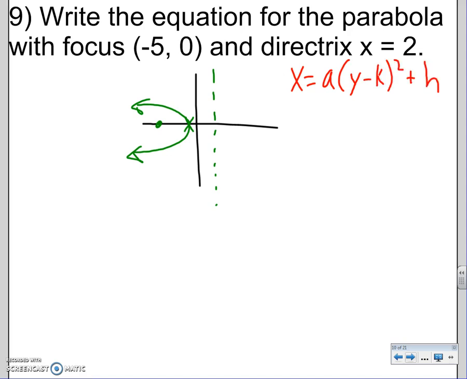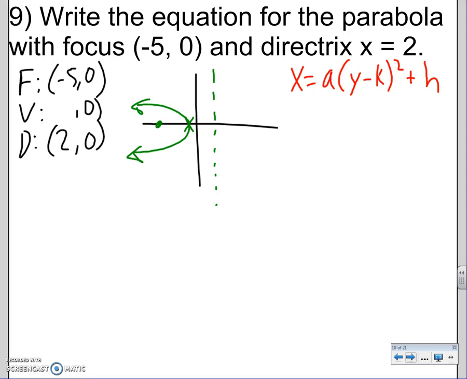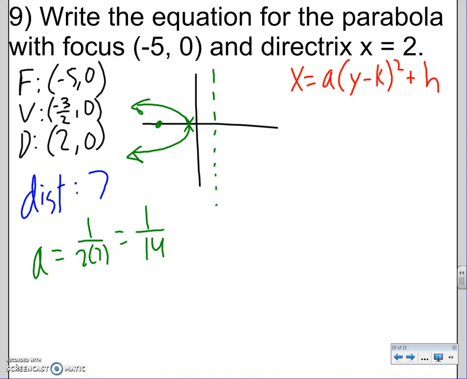We don't have h, k, or a. So F, V, D: focus, negative 5, 0. My directrix, x is 2, so 2, 0. What's in the middle? That would be, what was the fraction? Negative 3 over 2. Next, find the distance from F to D. From negative 5 to 2 is 7 spots. Find A. A is always 1 over double the distance. It's 1 over 14.